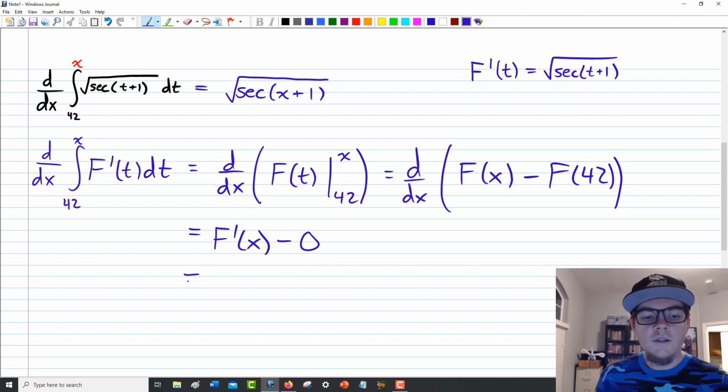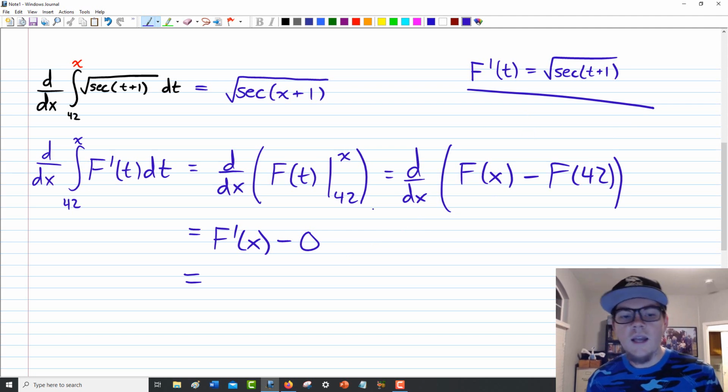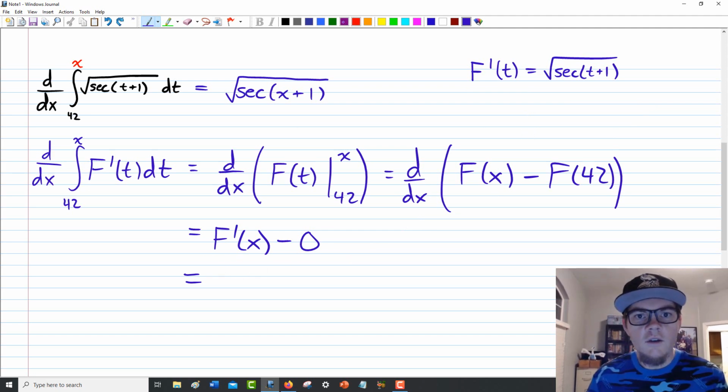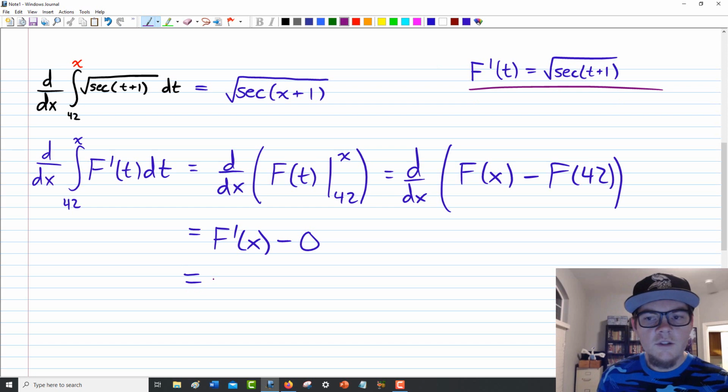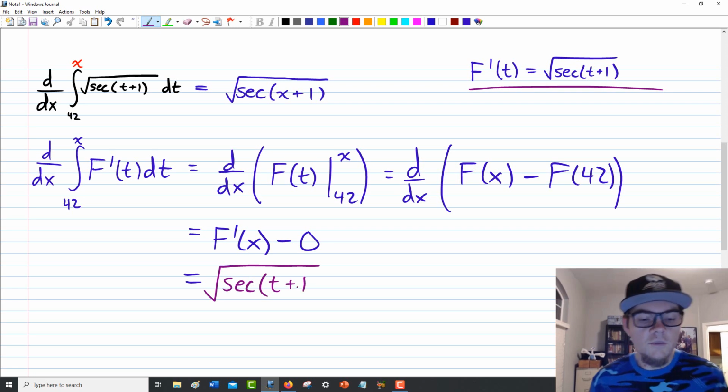But there's something more to this, because capital F prime of x is just that expression, except with an x in it. So in this case, I'll underline it in a different color, this expression becomes capital F prime of x, which is just the square root of secant of x plus 1.